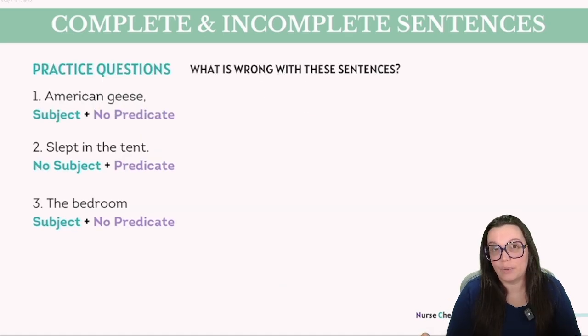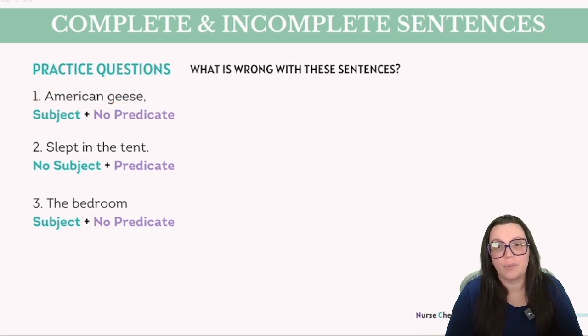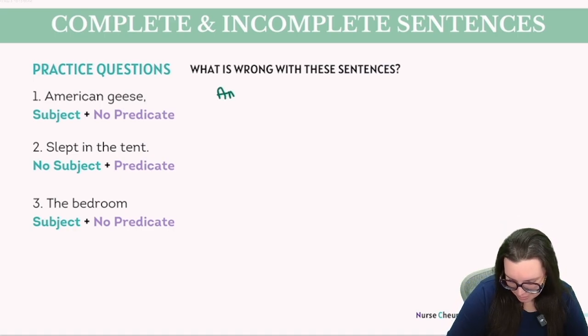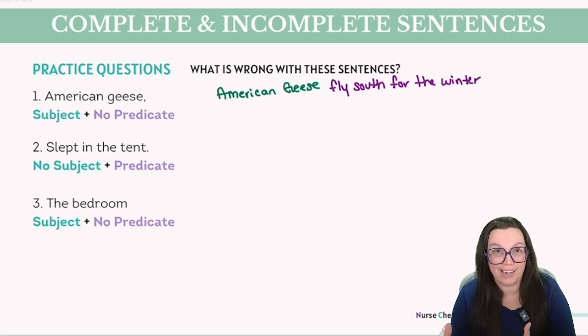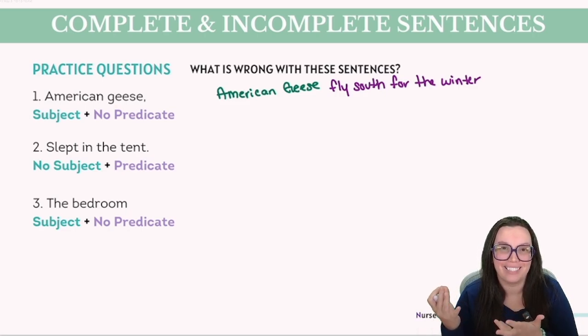Let's take a look at the following sentences and figure out what's wrong with them. The first one we have is American geese. Well, we have a subject, but we don't have a predicate. So in this case, we could say, American geese fly south for the winter. By adding fly south for the winter, it gives us a predicate. It's telling us what the geese are doing. American geese fly south for the winter, making it a complete sentence.